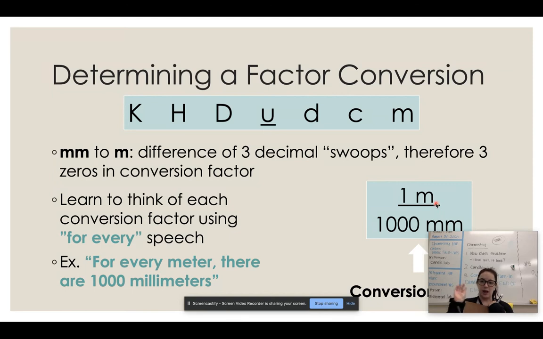However, I can say this phrase for anything. So, for example, for every gram, there are 1,000 milligrams, or for every kilogram, there's 1,000 grams. For every gram, there's 100 centigrams. It's just really getting that phrase in to help you understand what conversion you're using.